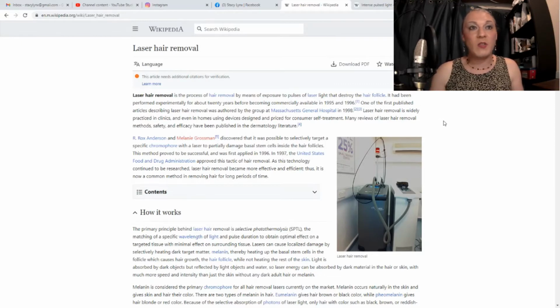Laser hair removal is widely practiced in clinics and even in homes using devices designed and priced for consumer self-treatment. So yeah, there are options on the market to allow you to do this in your own home, and we will actually talk about that today.